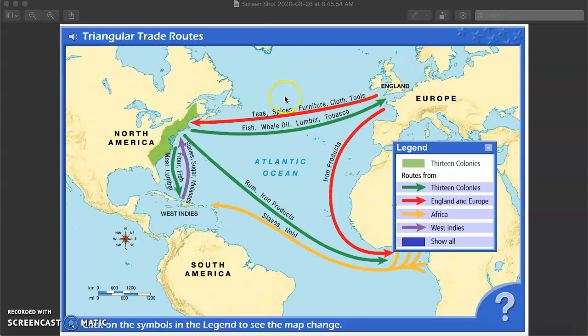Okay, so who has the primary control in mercantilism? England. Who benefits most from the economic system of mercantilism? England, our mother country.